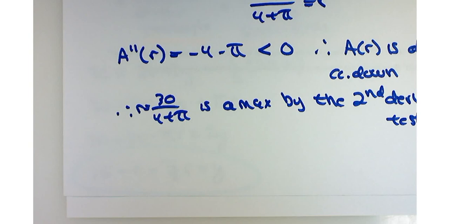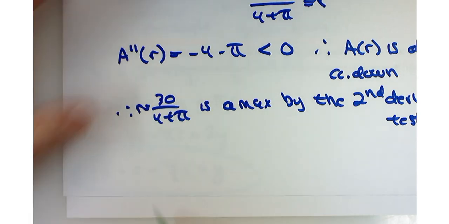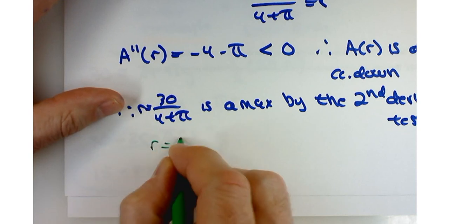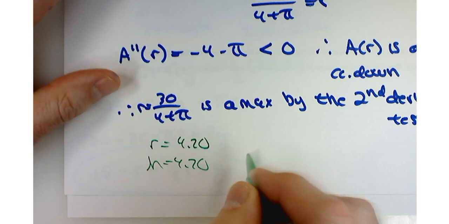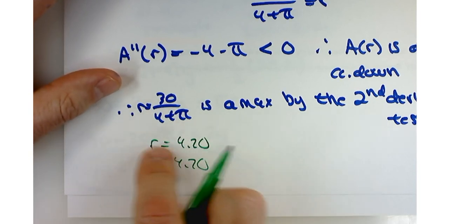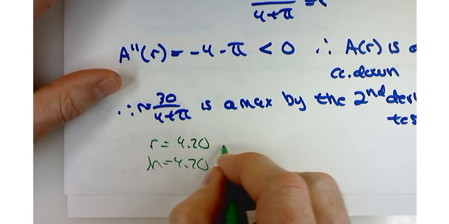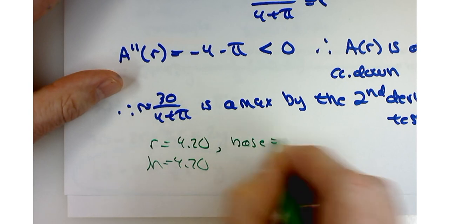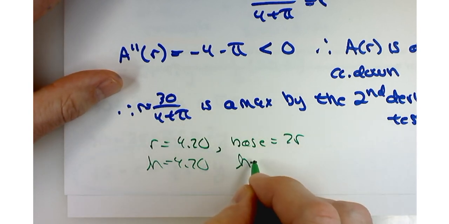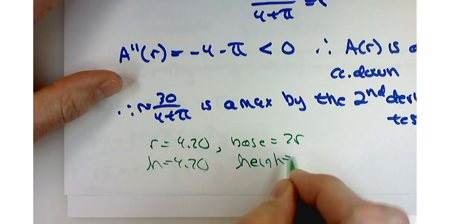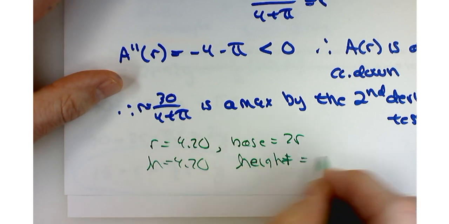So the height is about 4.2. The radius is about 4.2. R equals 4.20. H equals 4.20. The base, remember, is twice the r. So the base equals 2r. And the height equals 4.2 as well.